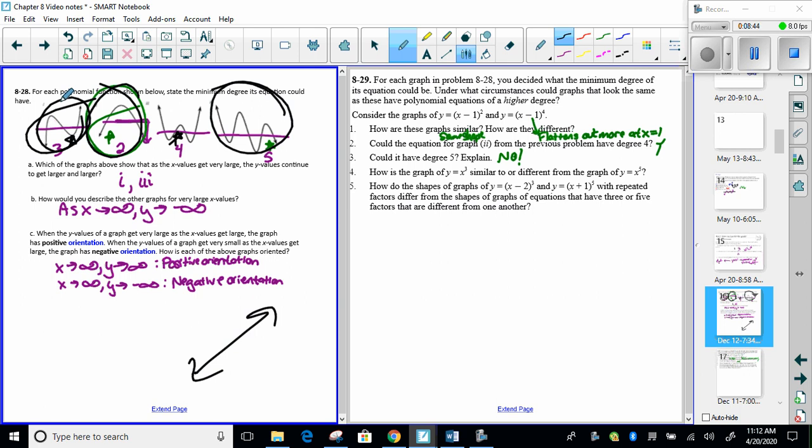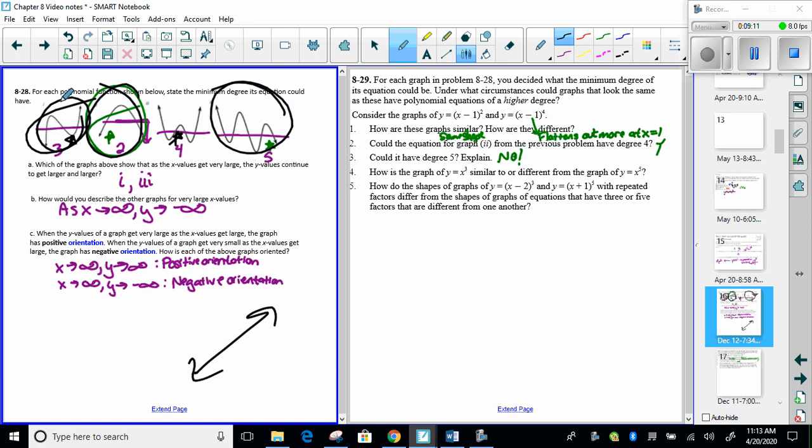So how do the shapes of y equals (x minus 2) cubed and y equals (x plus 1) to the 5th, with repeated factors, differ from the shapes of equations that have 3 or 5 factors that are different from one another? So polynomials with different factors have different relative mins and maxes, and not just bends. So we're going to be looking at each of these pieces. We're going to look at where the x-intercepts are. They're going to look a little bit flatter.